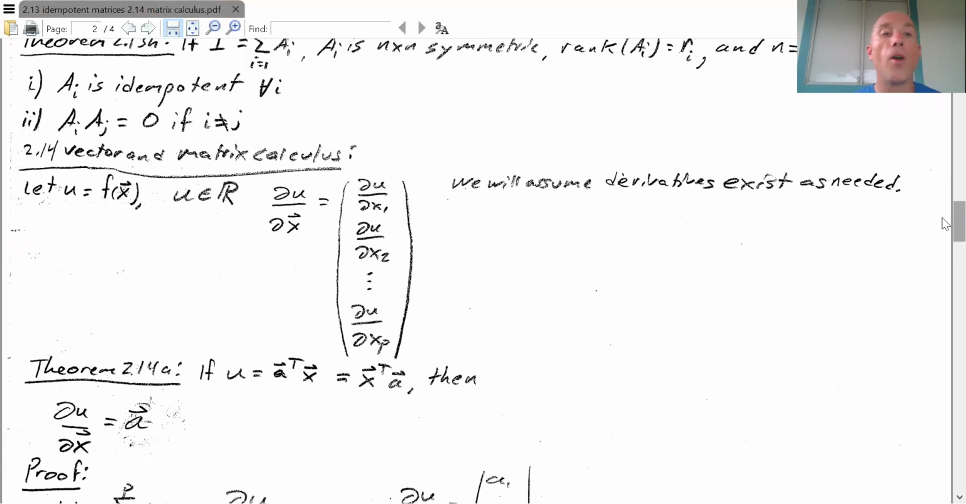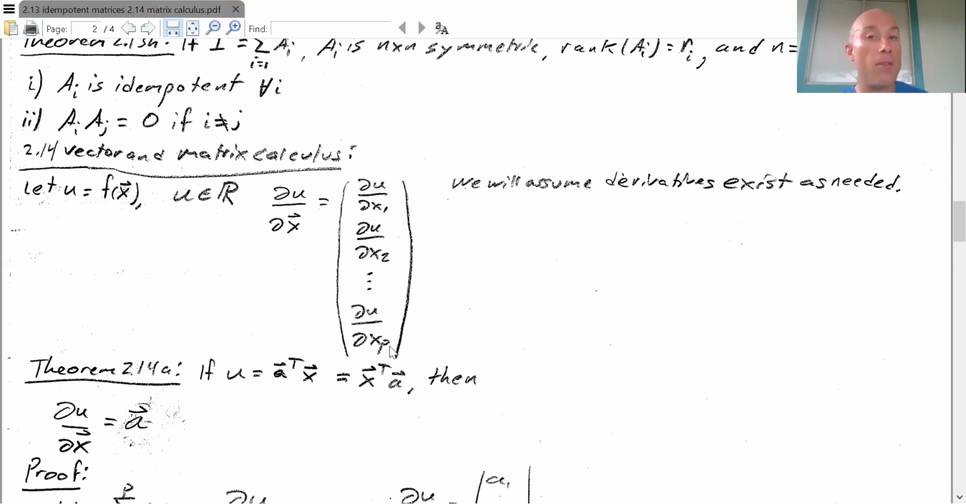All right, now we want to talk about vector and matrix calculus. The main thing we're going to be focusing on is derivatives. We're not going to do a whole lot with integration in this situation. Let's say that U is the output of a function that maps vectors to the real numbers. Then the derivative of this real number function is just going to be the vector of derivatives with respect to each component.